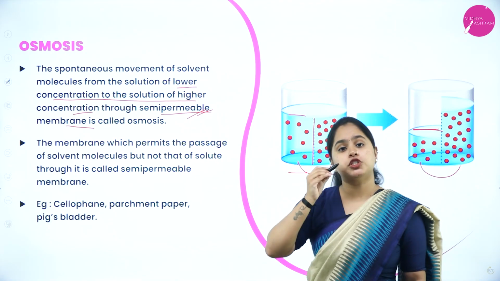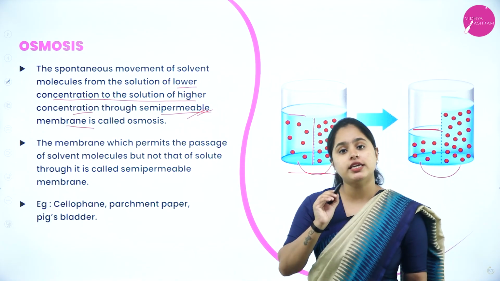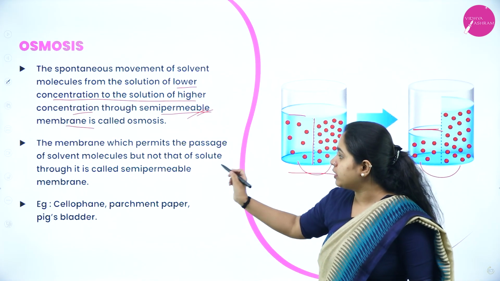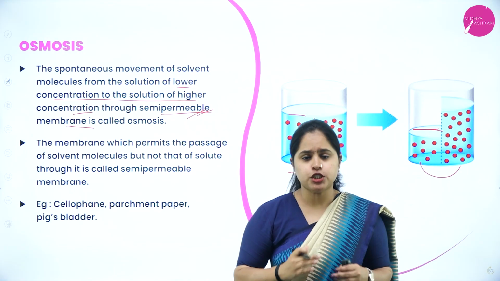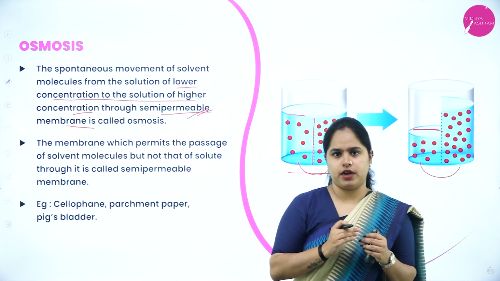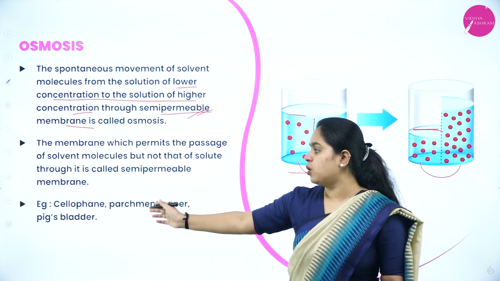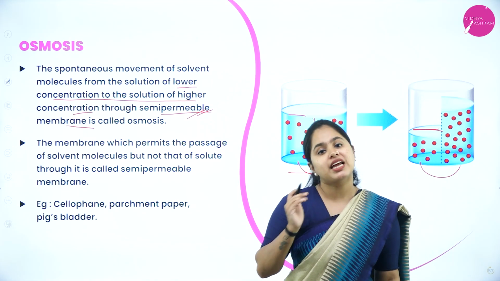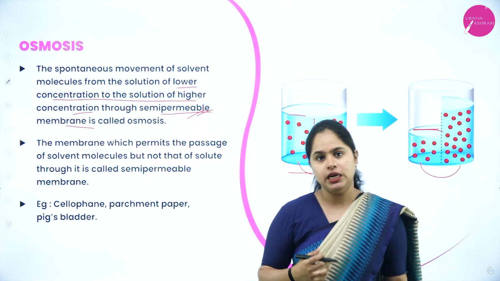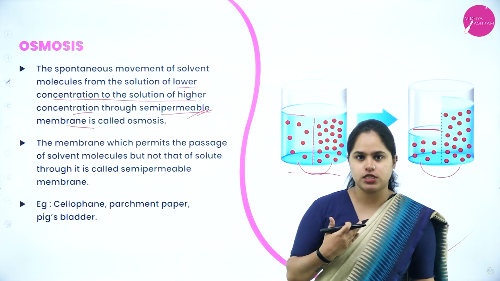The membrane which permits the passage of only solvent molecules but not that of solute through it is called a semi-permeable membrane. As I said, it only allows the passage of solvent particles and not solute particles, right? Cellophane, parchment paper, and pig's bladder are all examples of semi-permeable membranes. I hope osmosis is clear to you.